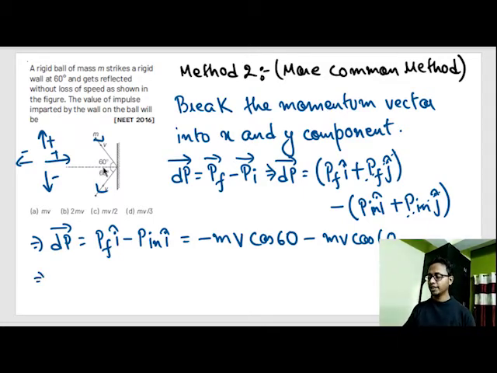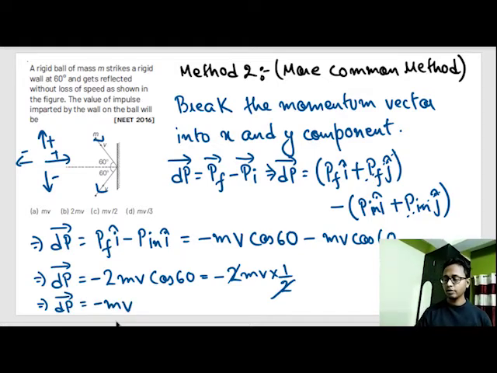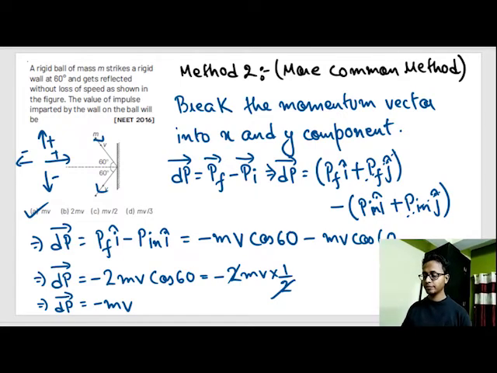So our dp, the change in momentum, becomes minus 2mv cos 60, and cos 60 is 1 by 2, so the 2 gets cancelled, and change in momentum becomes minus mv. They're asking the magnitude, so our correct option is A. So see, this is the more common method in which we will be dealing with vectors in your curriculum. Now let's do the next question.